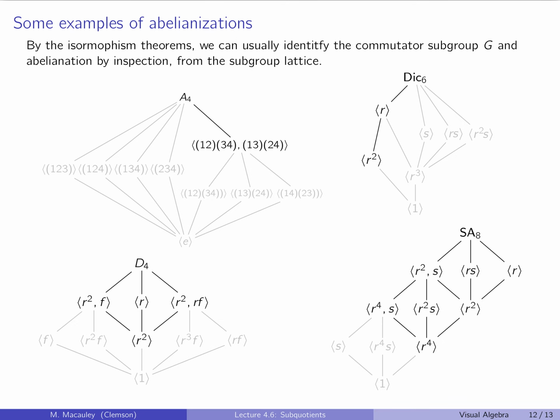The take-home message that I want you to get from commutators and abelianization is that we can often, if not usually, spot these things by inspection in the subgroup lattice. And I want to show you 4 examples. For all of these, this is A4, the alternating group, the dicyclic group, the dihedral group, and the semi-abelian group. Again, if you have not watched my earlier lectures, like in chapter 2, you might not know what these groups are, so please do. First of all, let me just circle all normal subgroups in all of these groups.